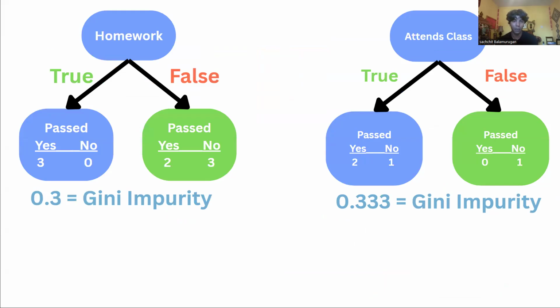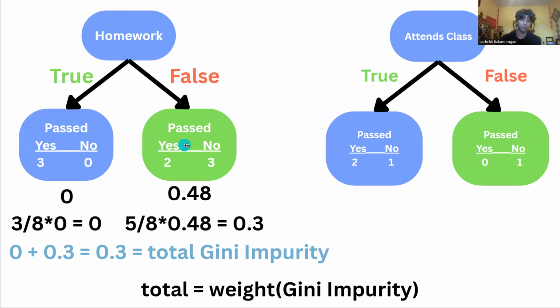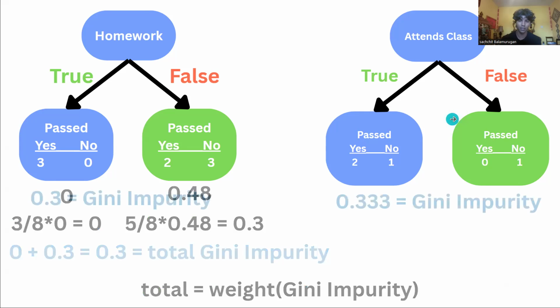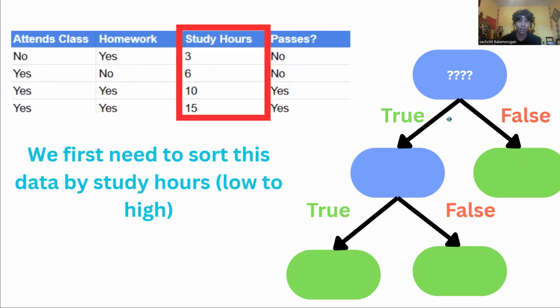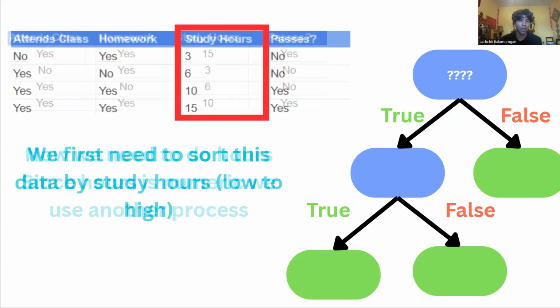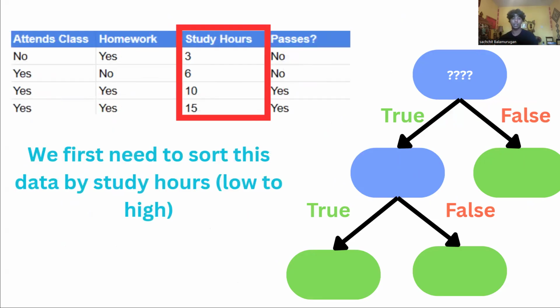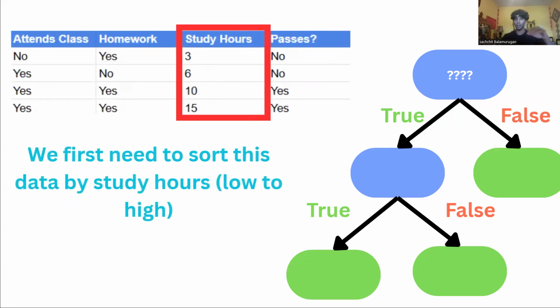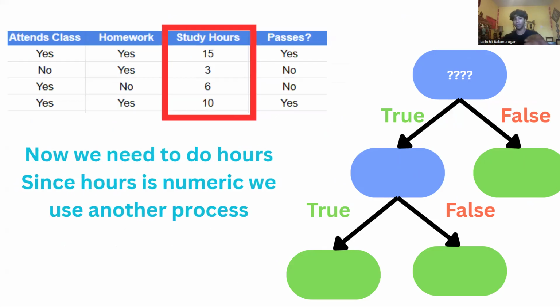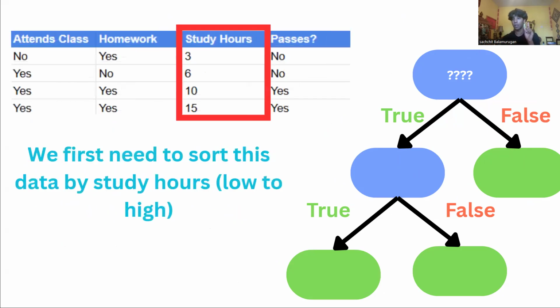So we have these three. Oh, did I go back a slide? Yeah, I did. Okay. First we need to sort. We first need to sort this data by study hours. So if you notice, I've sorted this out by your study hours. So it goes from lowest to highest. So now it's 3, 6, 10, 15 instead of 15, 3, 6, 10. So I just sorted the list. So that's the first step we need to do.